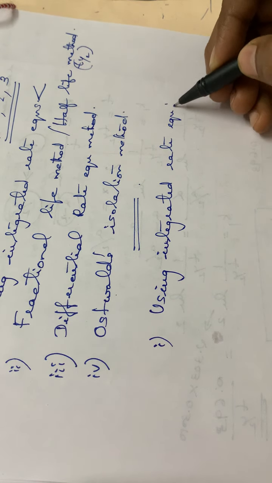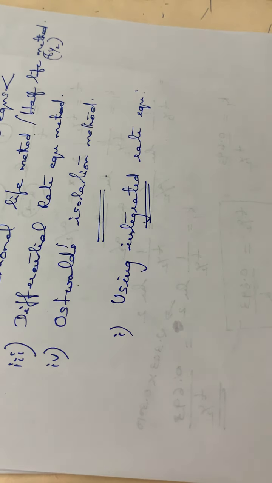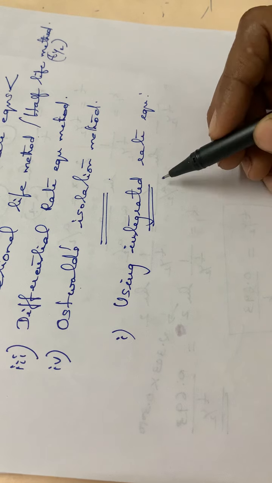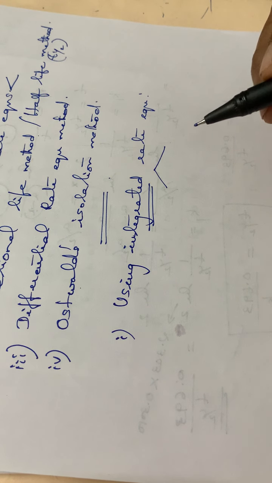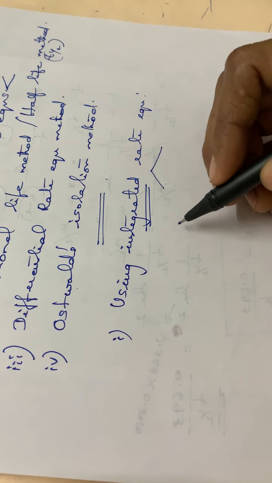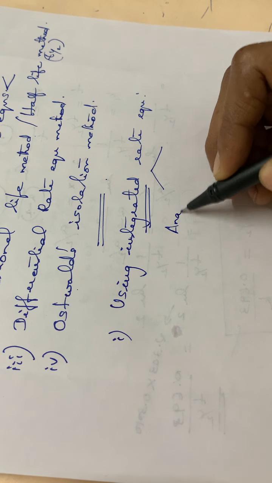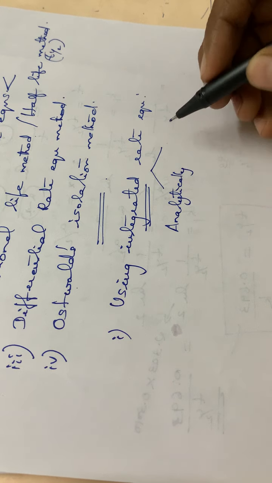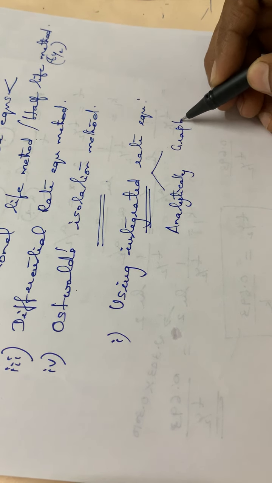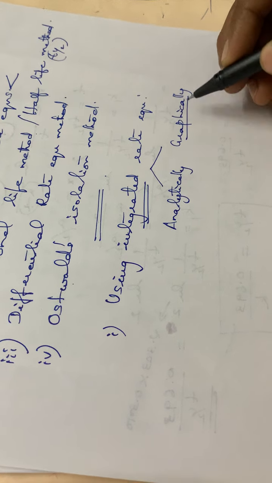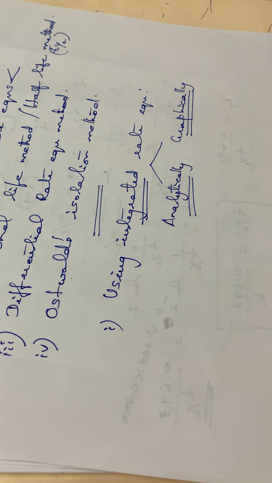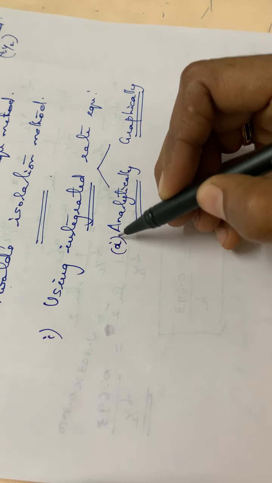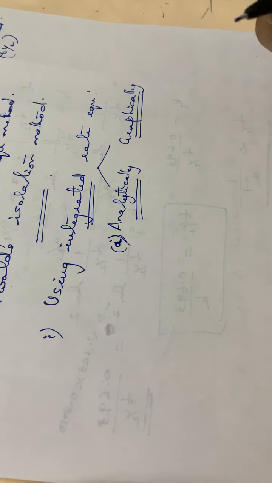Using integrated rate equation, two methods are there. Here you had gone through the different integrated rate expressions, so we can do it in two ways. It can be done analytically, or graphically from the graph, using the integrated rate equations. So first is the analytical method, A.